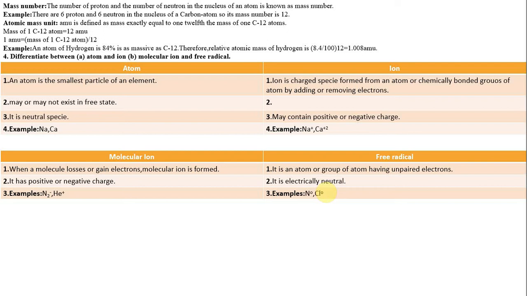Free radical. It is an atom or group of atoms having unpaired electrons. It is electrically neutral. Example, nitrogen and chlorine.